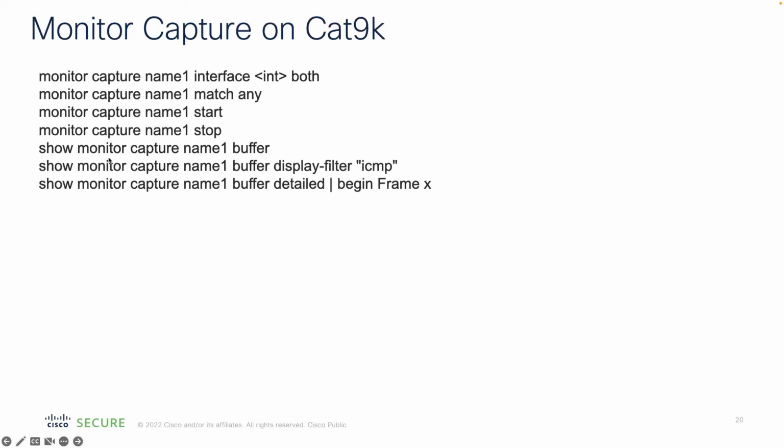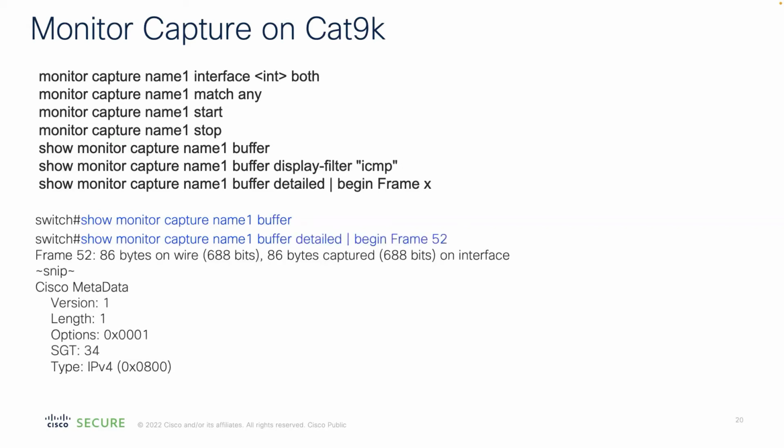And the first command I typically use when I'm doing this is a show monitor capture, and then the buffer. When you enter this command, it shows just single lines per packet with the protocols. So if you're looking for ICMP, then you can see that maybe ICMP is in frame 52, and then you can use the buffer detailed beginning with frame 52, and then you can see the details of that frame. And this is an example of seeing the inline tag, the Cisco metadata in the layer 2 frame, and you can see if the SGT is within the frame.